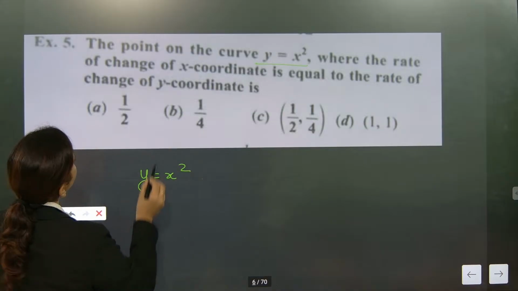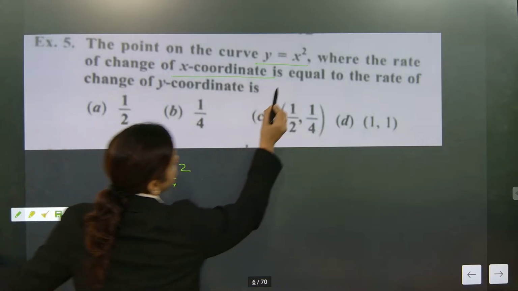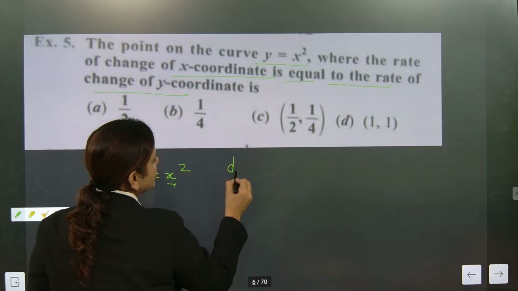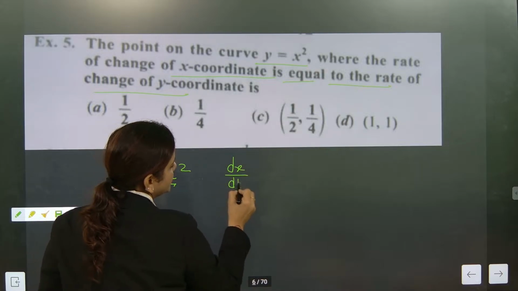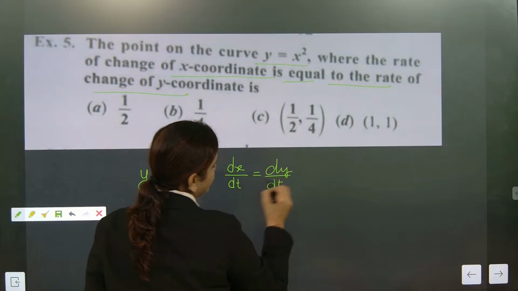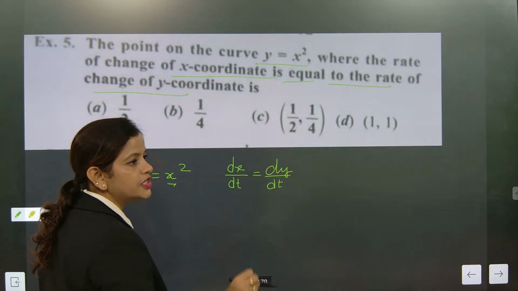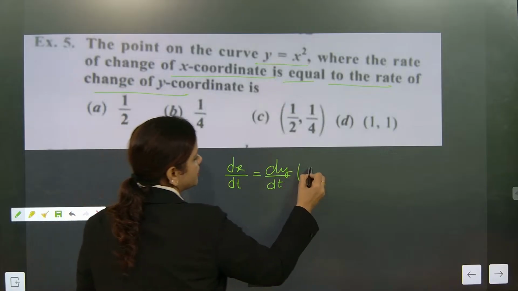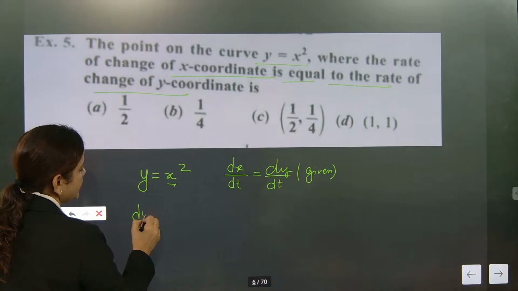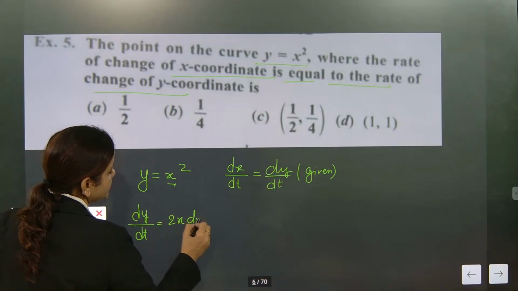When we differentiate: the rate of change of x coordinate is equal to the rate of change of y coordinate. They have given that dx by dt is equal to dy by dt. This part is given to you. In MCQs, you need not do anything, just differentiate it. It will become dy by dt equal to 2x dx by dt.